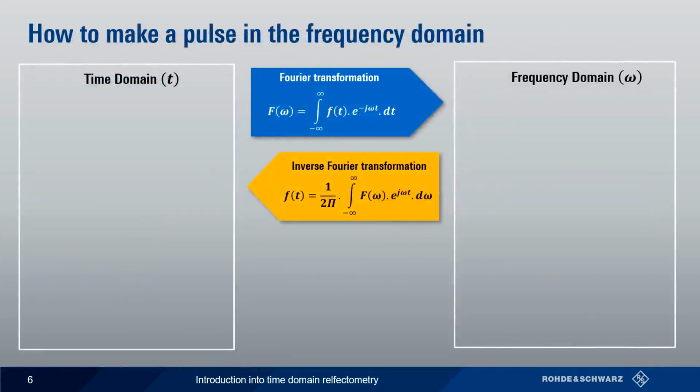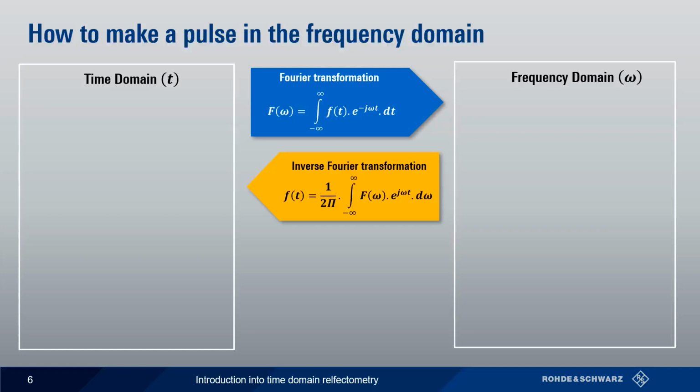So we've seen how pulses in the time domain can be used to stimulate a device and look at the discontinuities versus time, or ultimately distance. But fundamentally, how are we going to make this measurement with a network analyzer, which is a frequency domain instrument? So mathematically, we know that we can relate the time domain to the frequency domain via the Fourier transformation, and inversely from the frequency domain to the time domain with the inverse Fourier transformation.